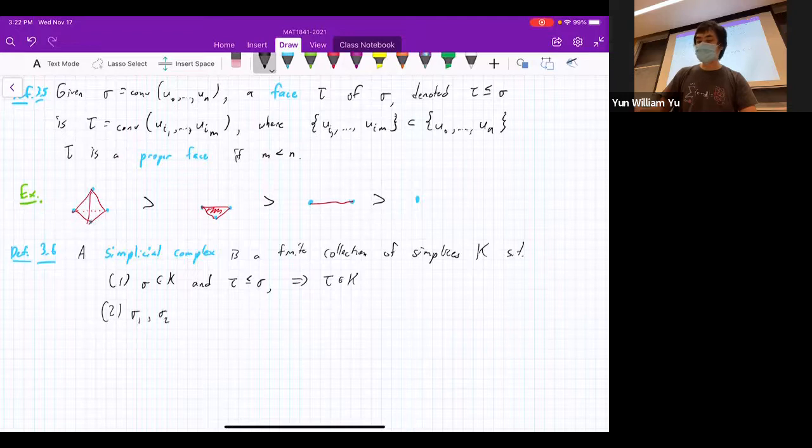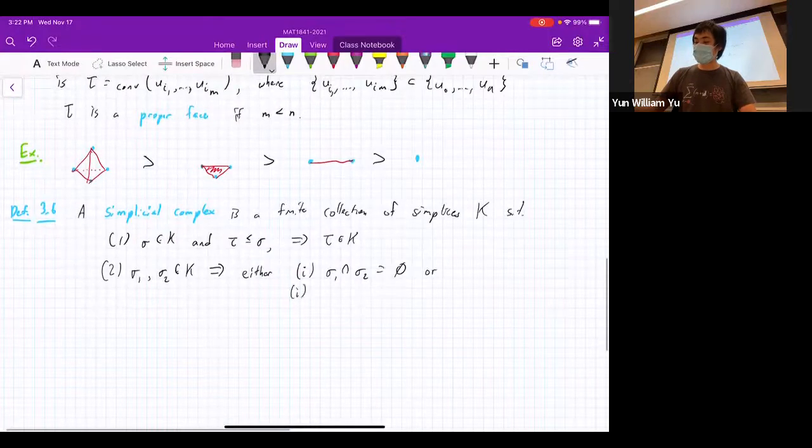Suppose you have two different simplices that are both in K, then that implies that either they don't intersect, so sigma one intersect sigma two is equal to the empty set, or if they do intersect, sigma one intersect sigma two, then that has to be a face of sigma one, and it has to be a face of sigma two.